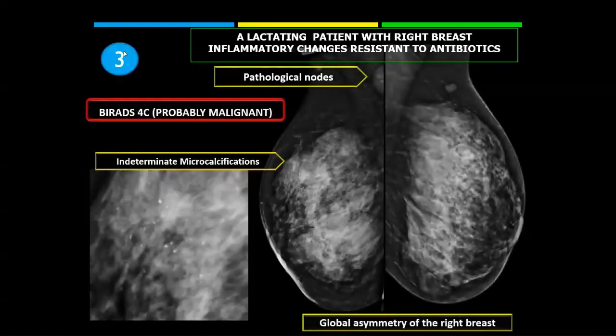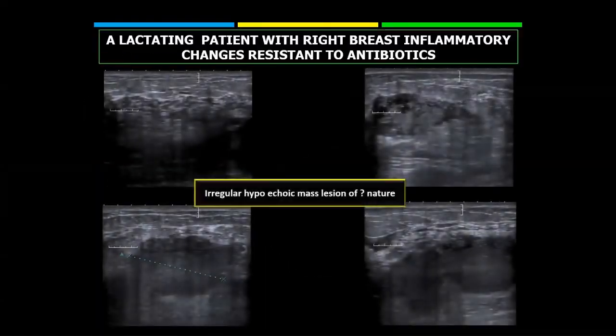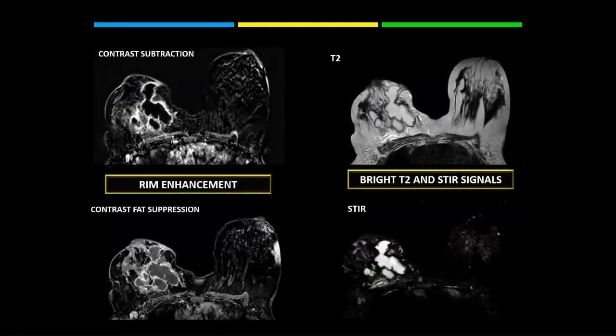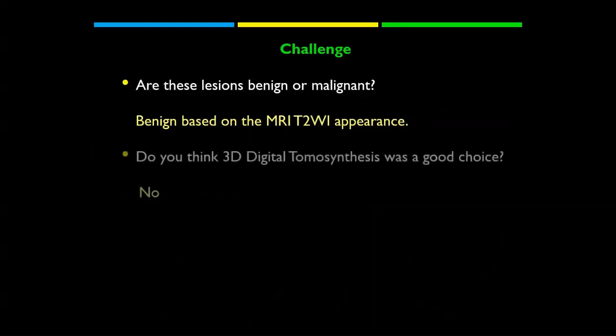This was the third case, who was assigned a BI-RADS 4C, and this was her tomosynthesis. And this was the ultrasound appearance, and this was the MRI. Looking at the MRI, she had rim-enhancing lesions. Just looking at the T2 and the STIR, we see that what's inside the rim is bright fluid signal. It's diagnostic that these are multiple abscess cavities and not malignant lesions. So are these lesions benign or malignant? We can say this based on the MRI appearance.